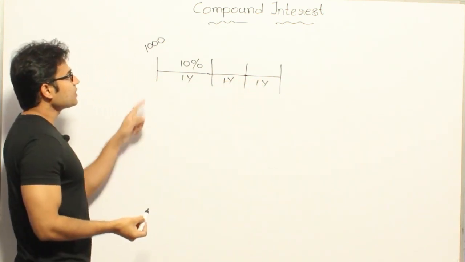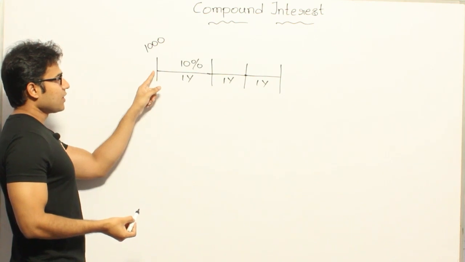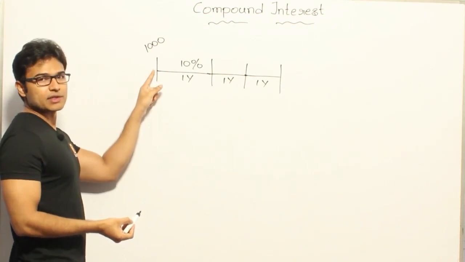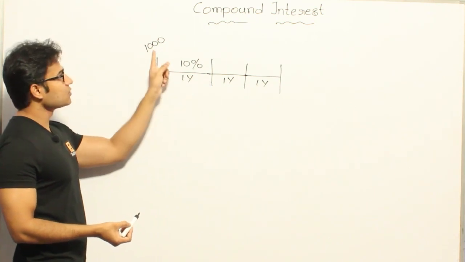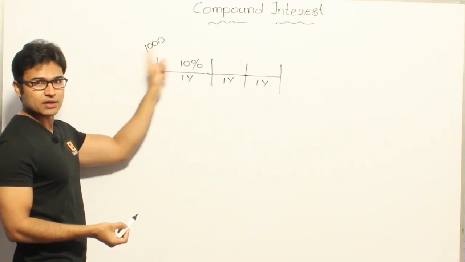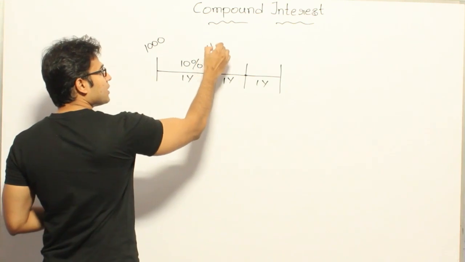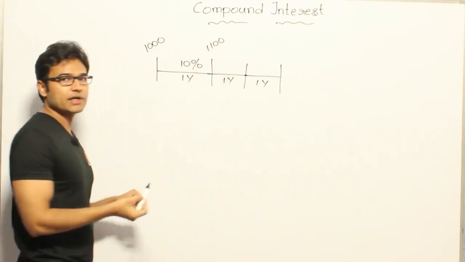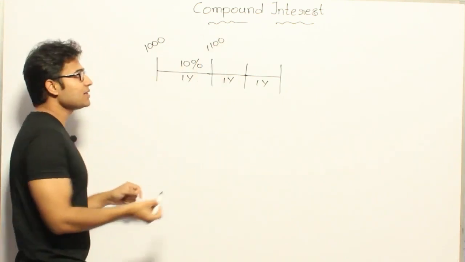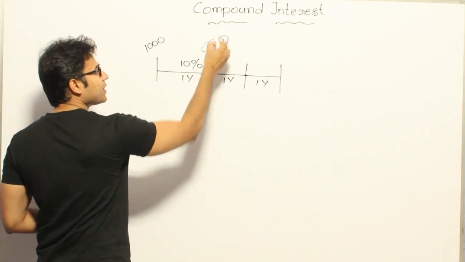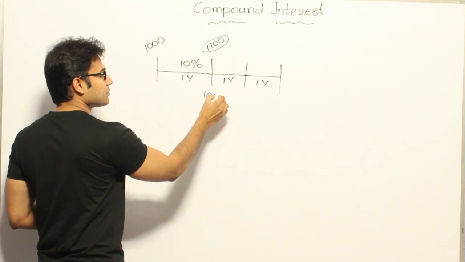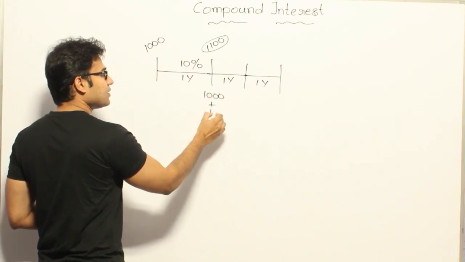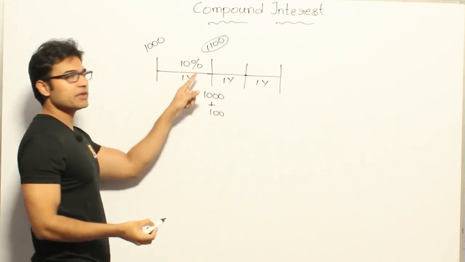Now in case of simple interest, every year it is supposed to grow by 10%. Therefore from here to here it is going to grow by 10%, which means it is going to become 110% of the original, so it is going to be 1100. Now what does this 1100 contain? It actually contains two parts. One part is your principal and the other part is the interest that you have earned over 1 year.